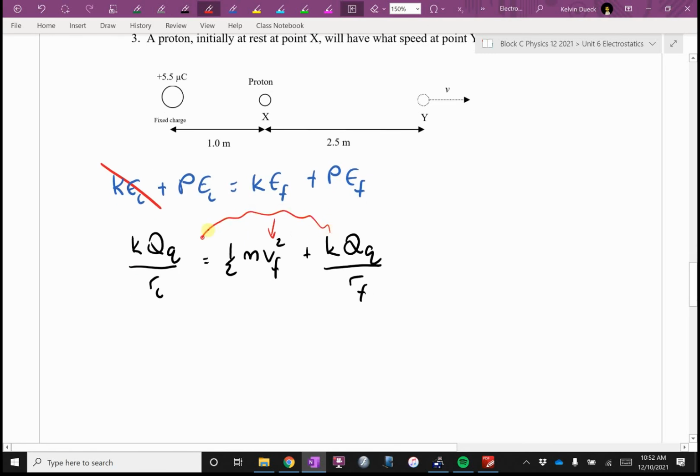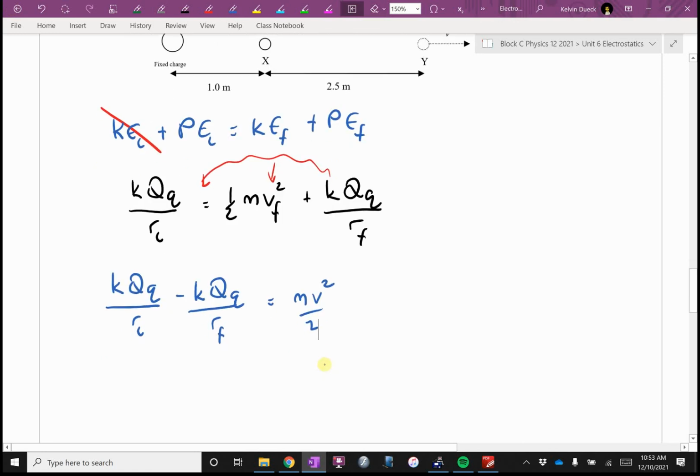So K, big Q, little q over R initial minus K, big Q, little q over R final equals mv squared over 2. That's a terrible 2. I could times by 2, divide by m, square root, and do this all in one step. But if you did, go ahead. But I think most of you will find it easier to crunch that.